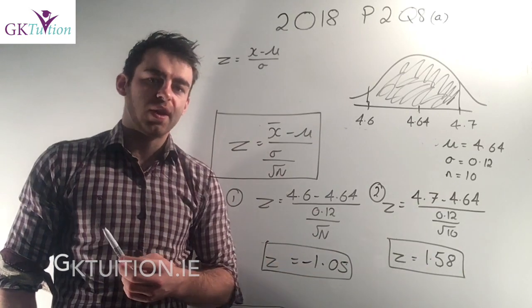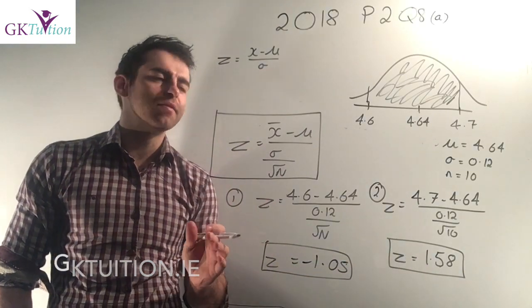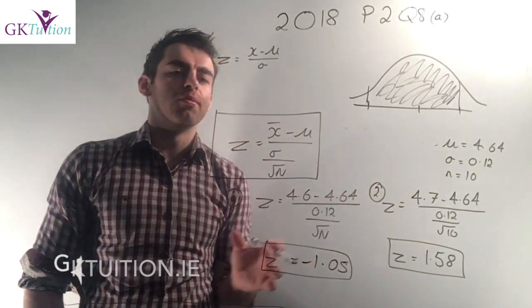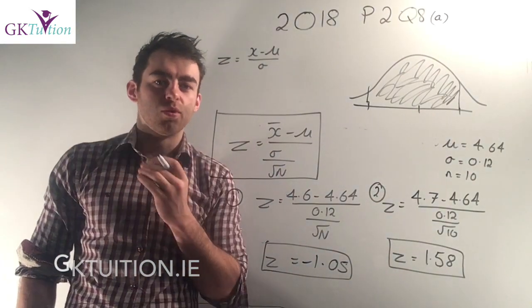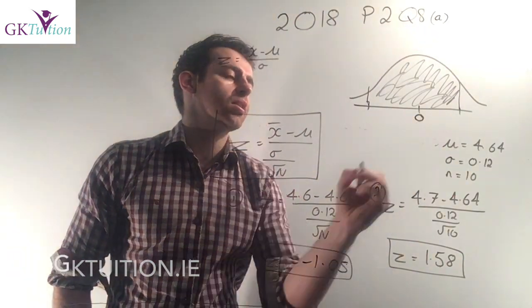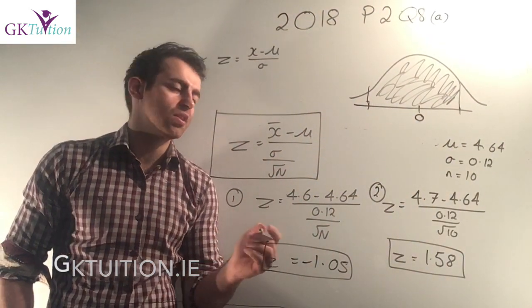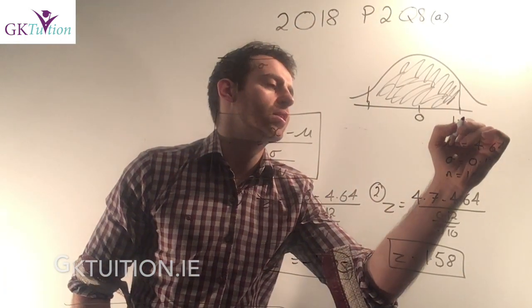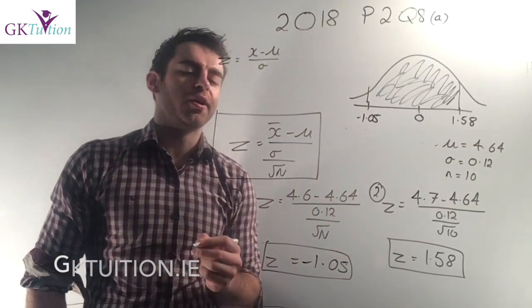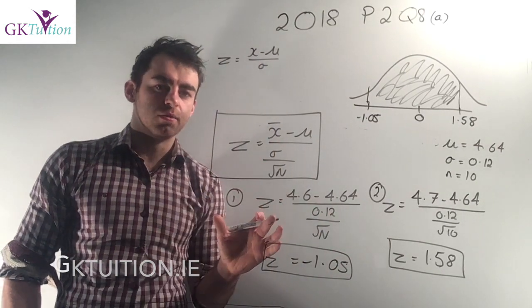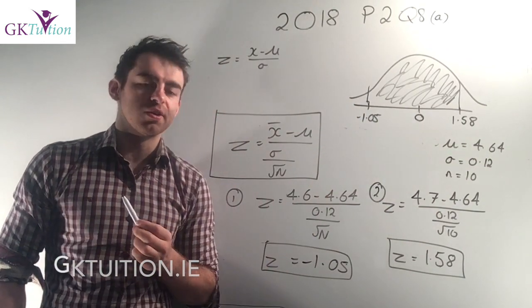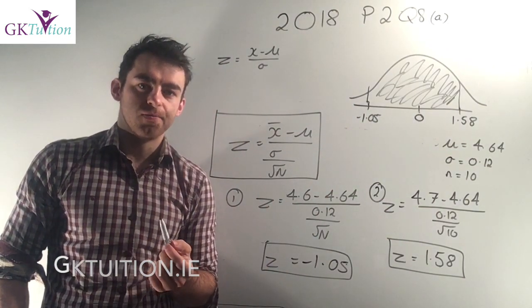Now that I have that, I can change the normal curve. My normal curve now is the same as the one on page 36 in my log tables. On page 36, the mean of the population is 0, and everything else is referred to as z-scores. So to finish this part of the question off, I need to work out the proportion of figures in any normal curve that lie within a z-score of 1.58 and minus 1.05. So let's go through that now.